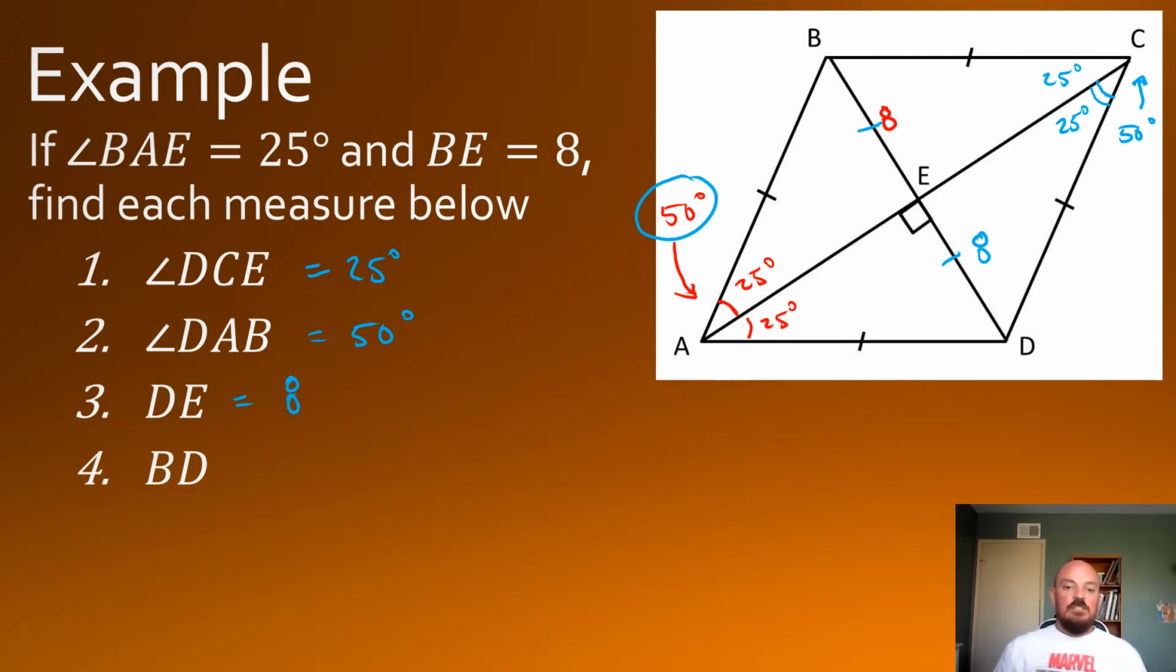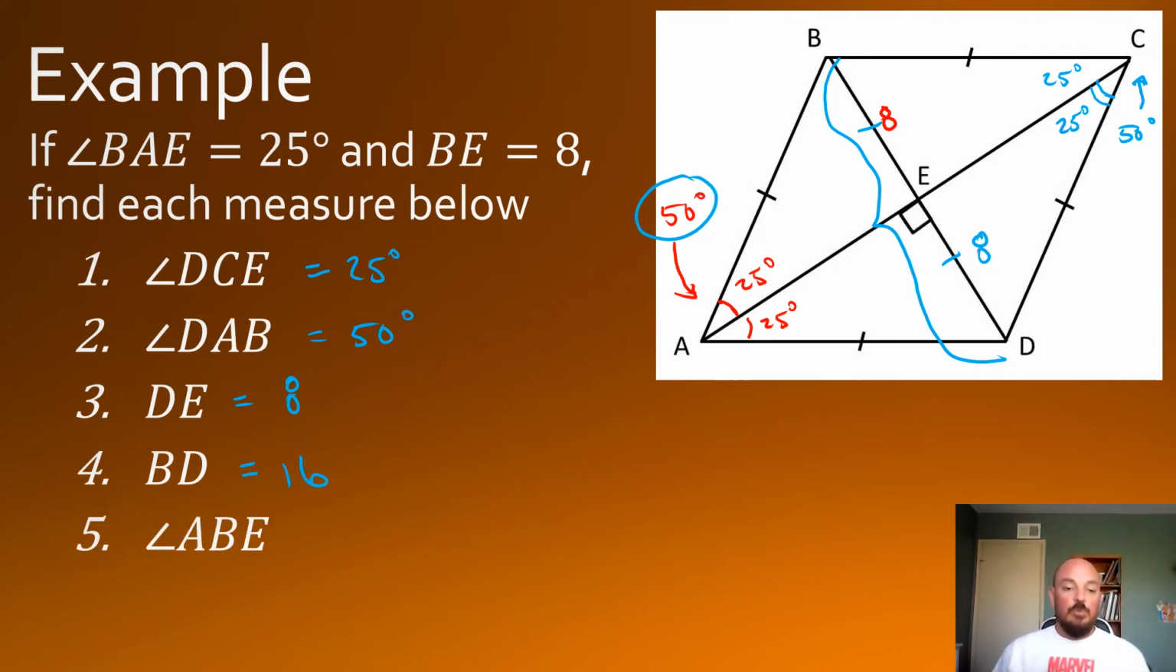And then the last thing I asked you guys to find was BD, which goes all the way from here to here, and with the work we've just done, just add it together. 8 plus 8 is 16. So we used some of our theorems about parallelograms, and we also used our new theorems about rhombus. So just remember, you want to keep these theorems separate in your mind: which ones are for parallelograms only, and which ones are for rhombus only. And just remember, the ones that work for parallelogram also work for a rhombus.